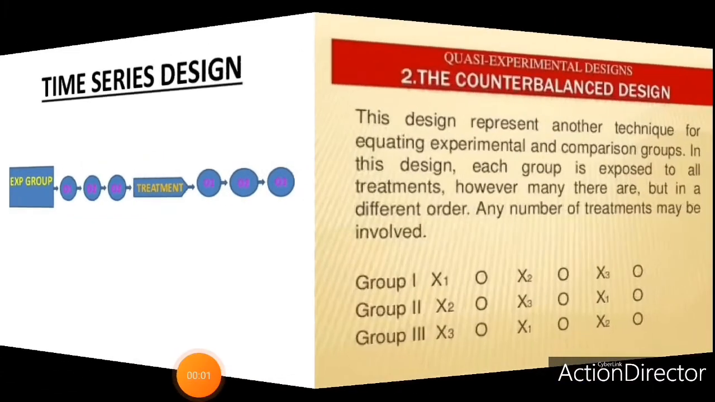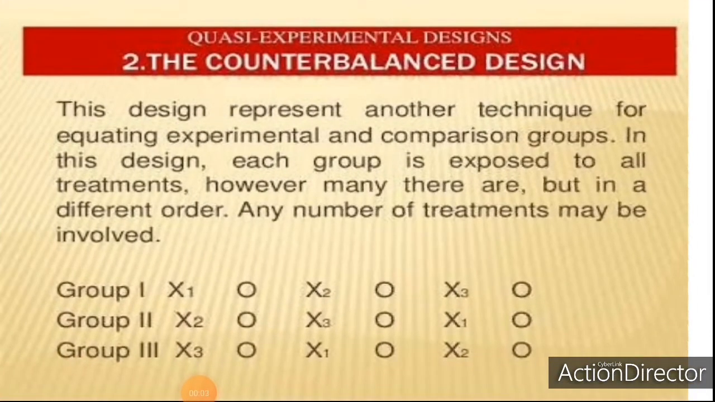Now the last experimental design under the head of quasi-experimental design is counterbalanced design. This design is used to equate the experimental and control group. In this design, treatments are given to all the groups in different order, and the number of groups should be equal to the number of treatments. In other words, if there are 2 groups, there should be 2 treatments. So these are all about quasi-experimental design.